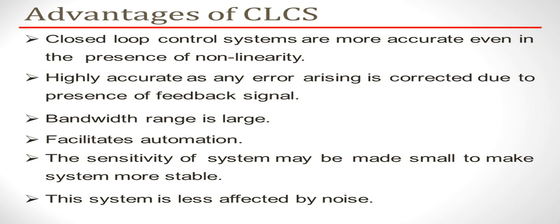Now, advantages of closed loop control system. Closed loop control systems are more accurate even in presence of non-linearity. Highly accurate as any error arising is corrected due to presence of feedback signal. Bandwidth range is large, facilitates automation. The sensitivity of system may be made small to make system more stable. This system is less affected by noise. So these are the advantages of closed loop control system.